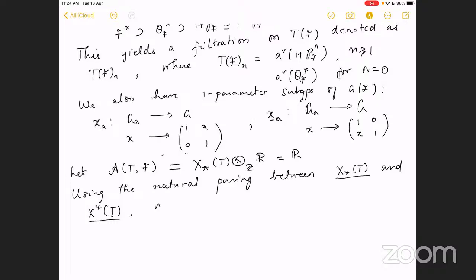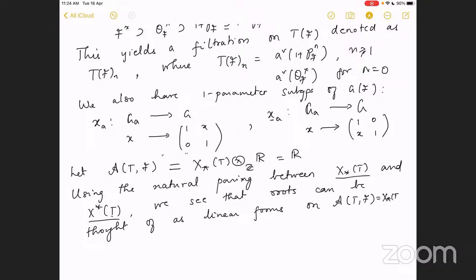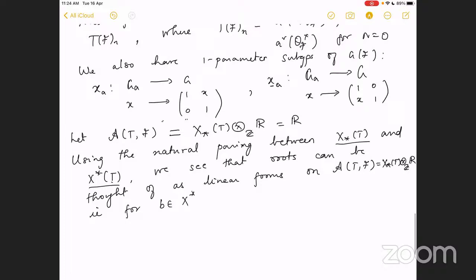We see that roots can be thought of as linear forms on A(T, F), which is X_*(T) tensor R. That is, for beta in X^*(T), in fact not just for roots, and x in A(T, F), I can write the pairing between beta and x.